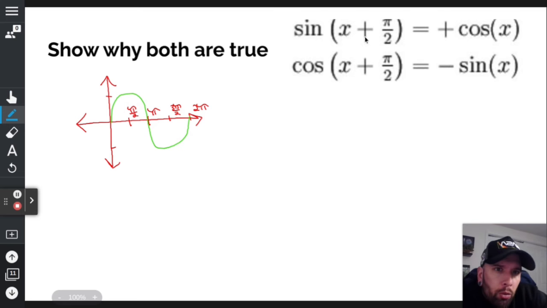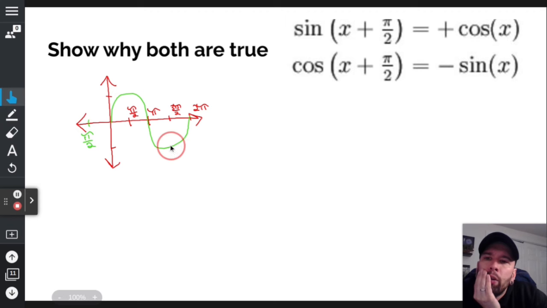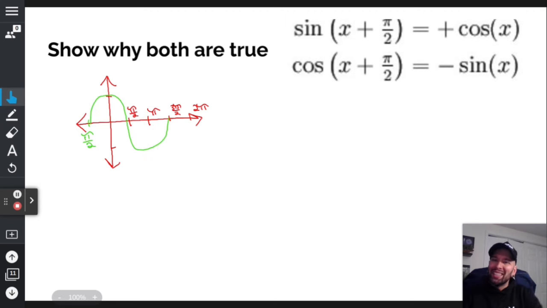And if I were to move this to the left pi over 2, so let's go over here to the left pi over 2. If I were to move this to the left pi over 2, it's cosine. You see it? It's cosine because that guy starts there. And if I drew my lines a little bit more correctly, you would get cosine. Well, look at that. Look at God. All right.